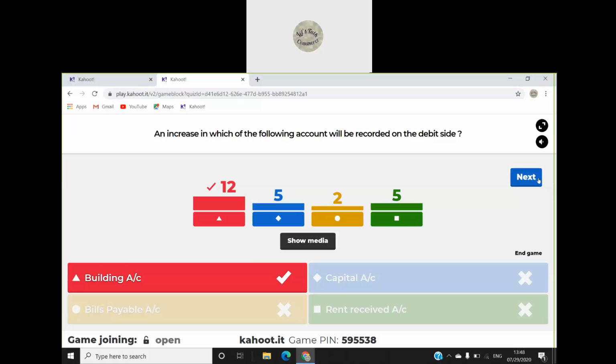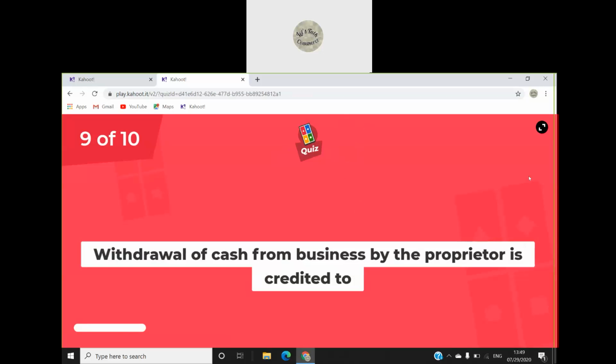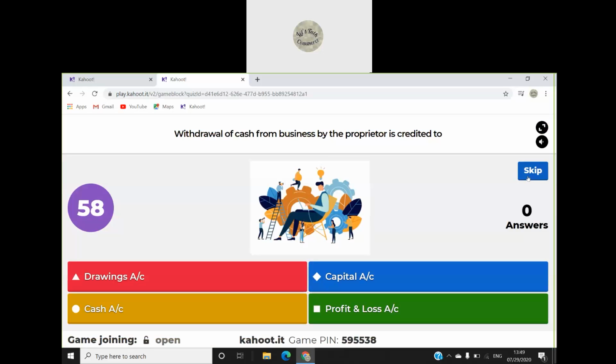Now moving on to the scoreboard. We have Dhruv on top, Disha. I'm moving on to the next question because meeting is about to end in just 5 minutes. Next question coming on your screen. 9th question. Withdrawal of cash from business by the proprietor is credited to. Frame the journal entry in your mind. Withdrawal of cash की journal entry क्या बनेगी और उसमें कौन सा account credit होगा?